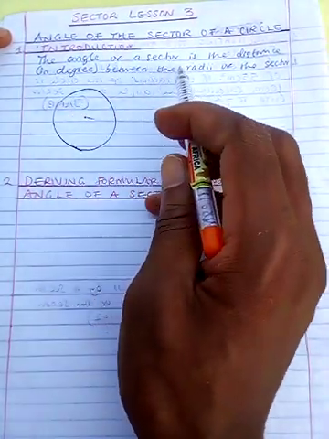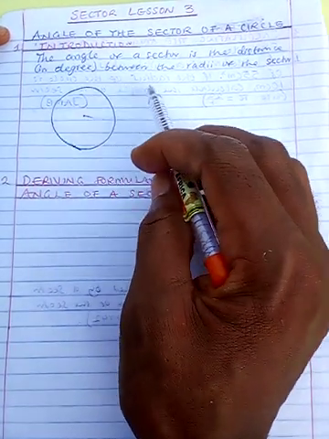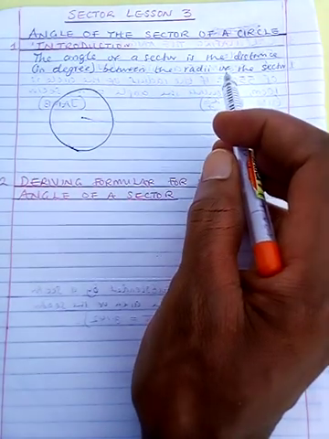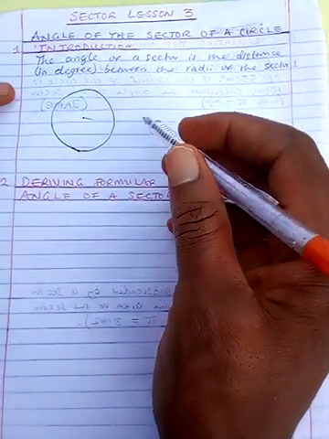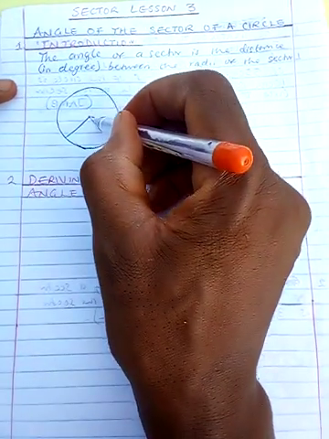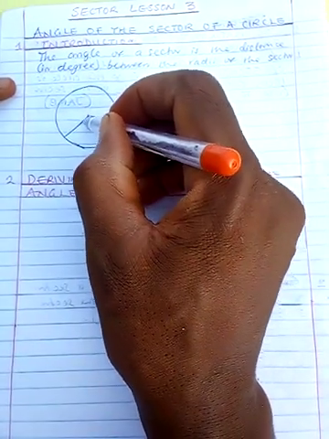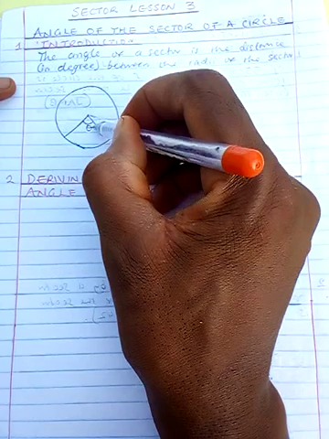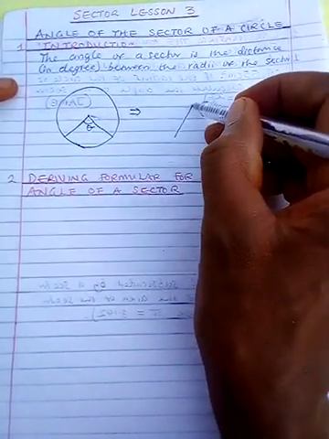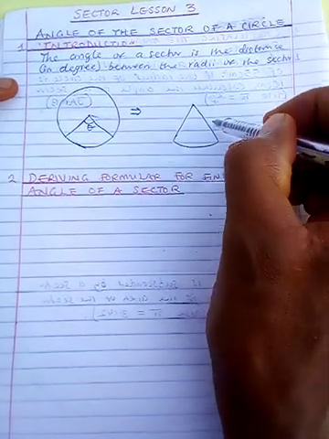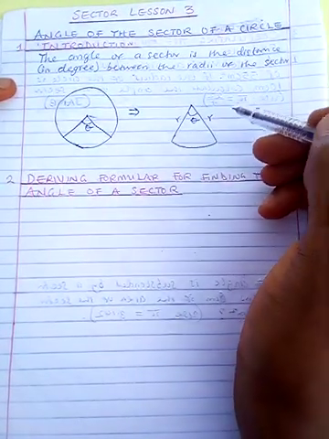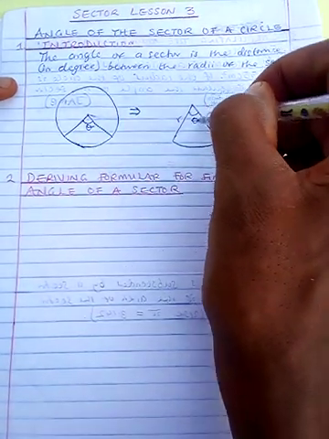Introduction. The angle of a sector is the distance in degrees between the two radii of a sector. So if you know a sector, you know that a sector has two radii. That is, this is one radius and this is the second radius. And then the angle between these radii is what is known as the angle of a sector. So if you extract this out, we are going to have something like this. This is the radius, and then this is the angle that we are talking about. This is the angle of a sector of a circle.